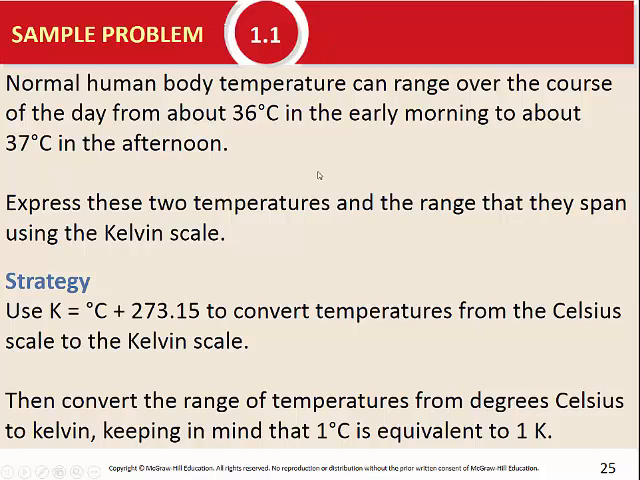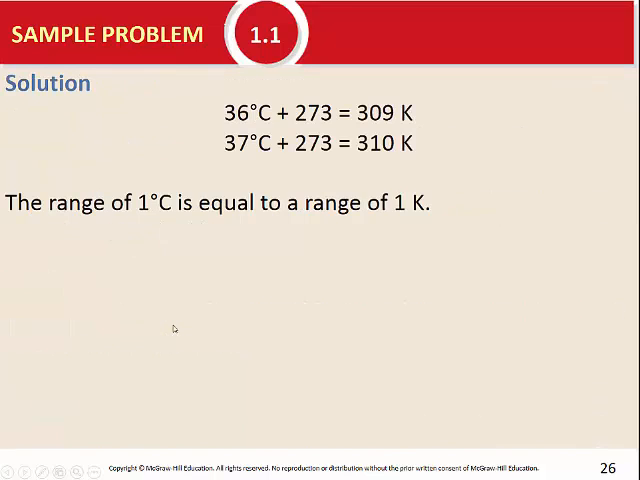So, moving on with this problem, it wants us to convert 36 degrees Celsius and 37 degrees Celsius to Kelvin. It also wants the range, meaning how much do they differ. So to convert, we just add 273.15, and they rounded using significant figures. We'll talk about that later, why they didn't leave on the 0.15. And they get 309 Kelvin for the first temperature and 310 for the second temperature.